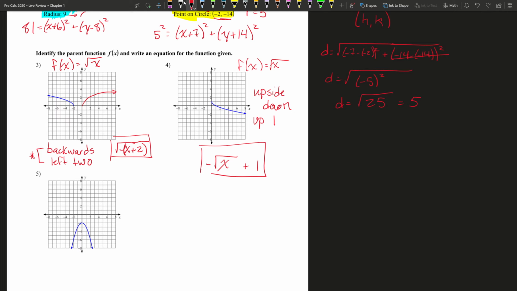Number 5, we're dealing with f of x is equal to x squared because it's a parabola. It is upside down. And it is shifted down 2 units. Okay, so because it's upside down, we have a negative x squared. And because it's shifted down 2 units, we have minus 2.